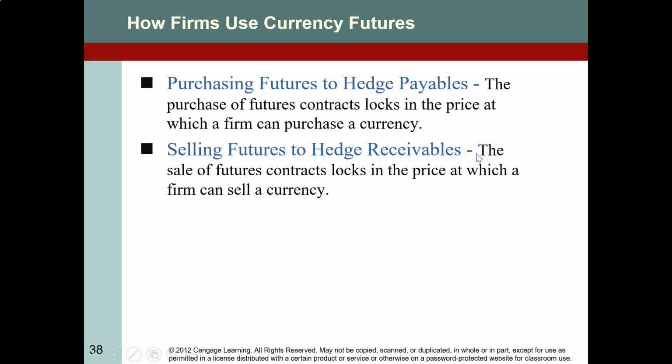How firms use currency futures. They could purchase futures to hedge payables. The purchase of a futures contract locks in the price at which the firm can purchase a currency so that they can pay the payables. Selling futures to hedge receivables. The sale of a futures contract locks in the price at which the firm can sell a currency. Okay, so they could sell the currency it receives.